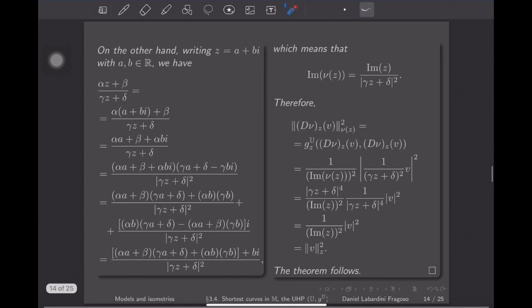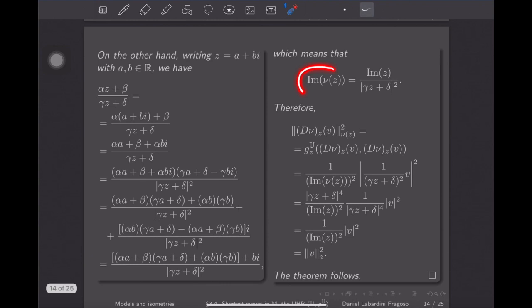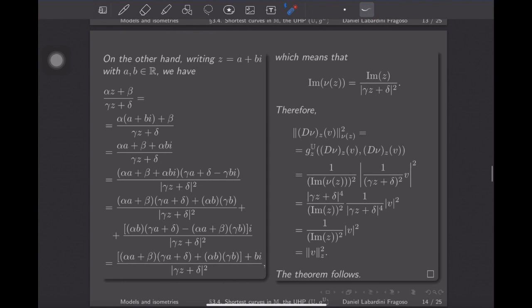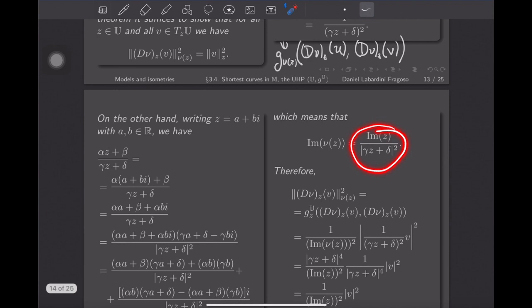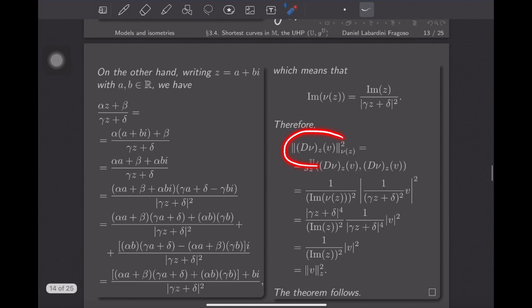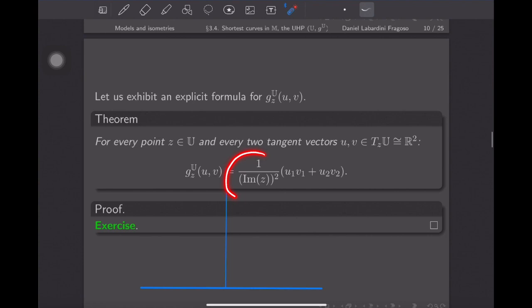Okay, so what conclusion do I draw from that? Well, that the imaginary part of nu of z is b divided by this quantity. So the imaginary part of nu of z is the imaginary part of the original z divided by the quantity. Now, why do I do this computation? Well, I do it because for that norm square, I have to consider imaginary parts. So I have to divide by the square of the imaginary part of the point I'm based at.